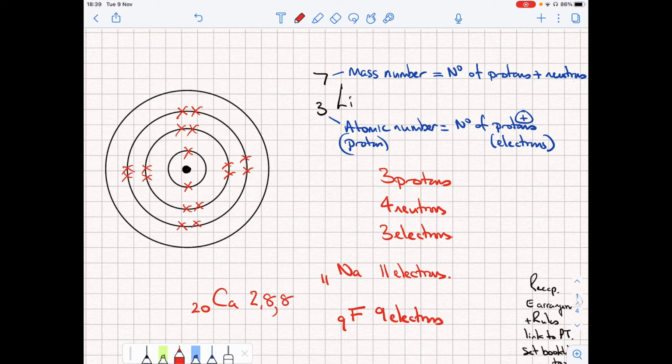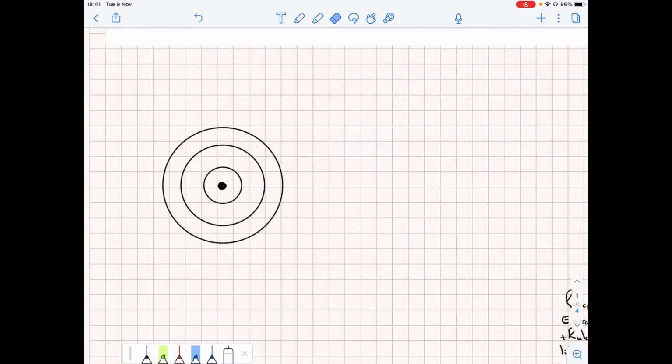There's that one. And then what I've got 2, this has up to 18, so I need to get 2 more. So I'm going to put 1 and 2. So that is going to be, calcium is 2, 8, 8, 2 for its electron arrangement. Okay, in this part of the video, we're just going to link the electron arrangement to the periodic table.